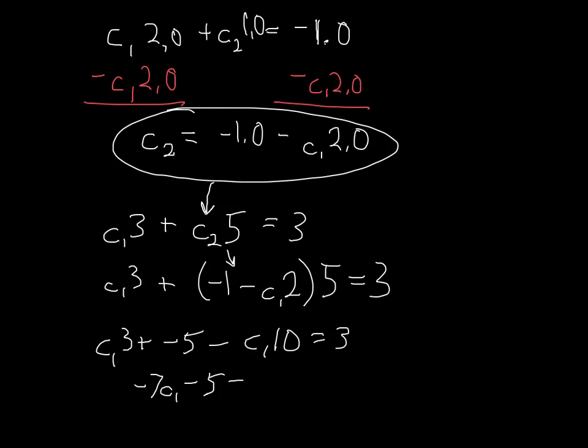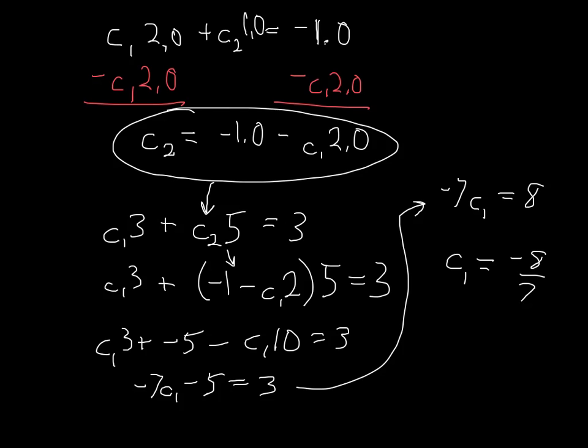So I combine my C1s: negative 7C1 minus 5 equals 3. How do I solve this for C1 now? Add the 5 to both sides. So I do that. I have negative 7C1 equals 8. So I find that C1 is equal to negative 8 divided by 7. If you type this into a calculator, you'll probably find that it's negative 1.1. So that's my C1.